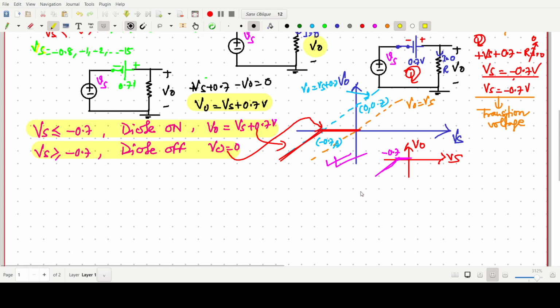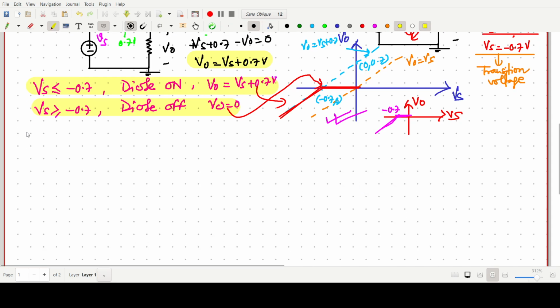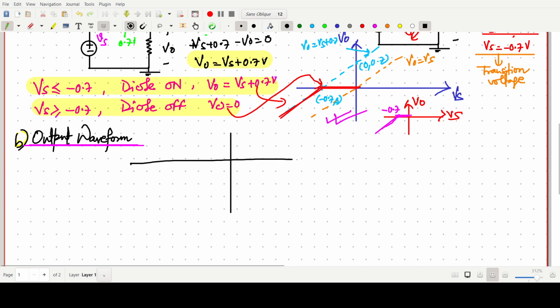Now we have to go for the output waveform. The output waveform is easy to draw. So the second part is the output waveform. For the output waveform, what we have to do, we have to discuss. I am again taking Vs as a function of T, the input voltage, which we know.